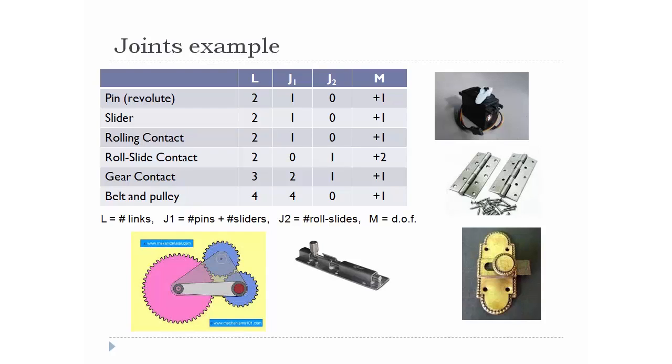For example, this case. This is a pin that is normally used in a door. It has 2 links and it has 1 joint type 1. Another good example is this one, roll slide contact. You have seen it before as well. It has 2 links, but it only has 1 joint type 2, so it has 2 degrees of freedom.